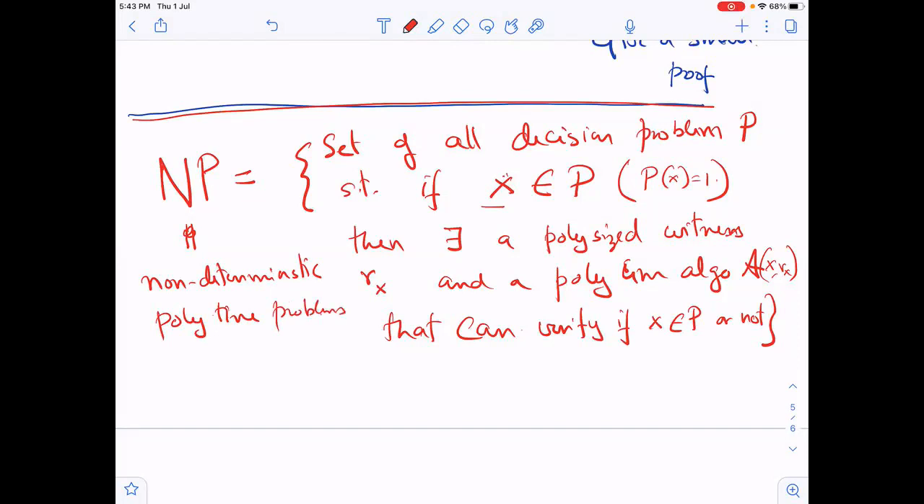So it is non-deterministic polynomial. That's why NP. So why non-deterministic? If you have done automata theory, how many of you have done automata theory? Or how many of you have not done automata theory? Whoever has not done automata theory, can you please unmute and tell me? Okay, all of you have done.